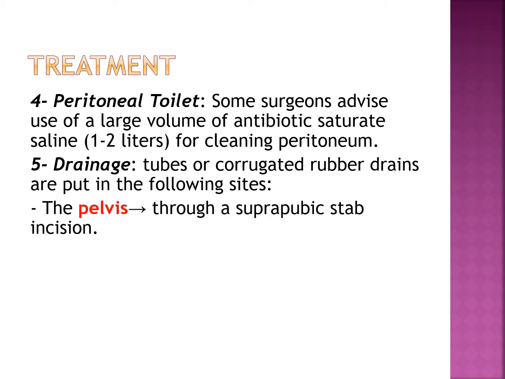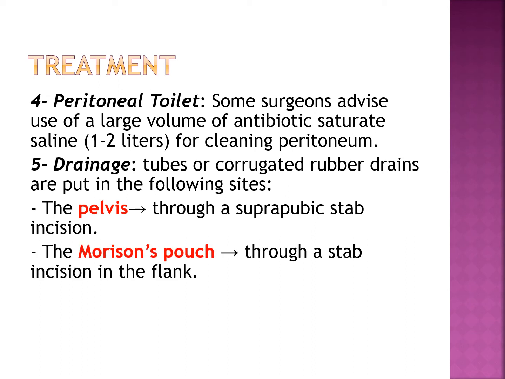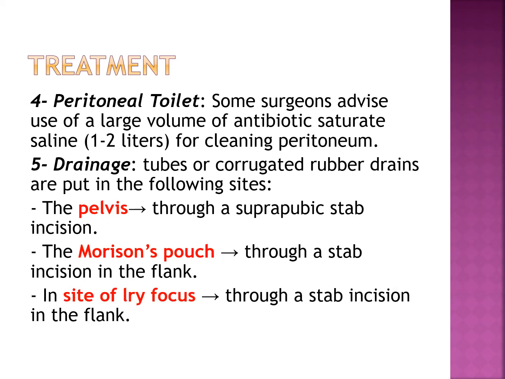You put one drain in the pelvis through a suprapubic stab incision, because the pelvis is the most dependent part while the patient is in the standing position. And you can put a Morrison drain in the Morrison pouch, because the Morrison pouch or the hepatorenal pouch is the most dependent part while the patient is lying in the recumbent or supine position. Of course, the site of the primary focus should be drained if needed. And finally, the wound can be drained with a subcutaneous drain, because of the very high incidence of wound infection following this.